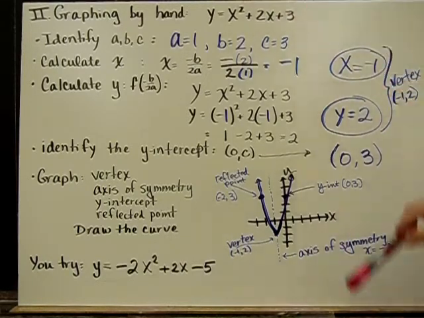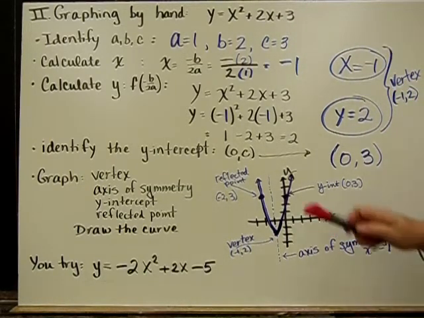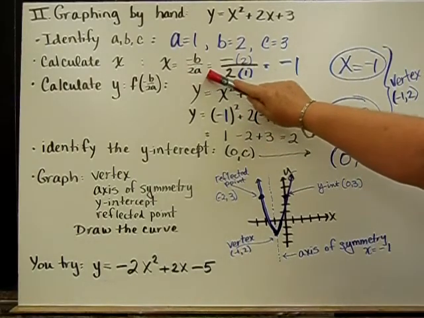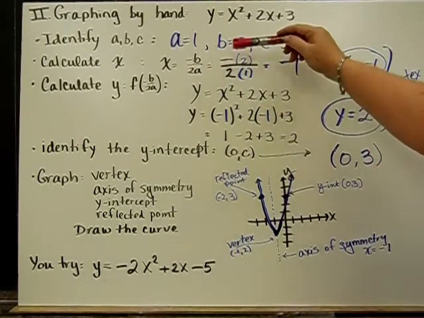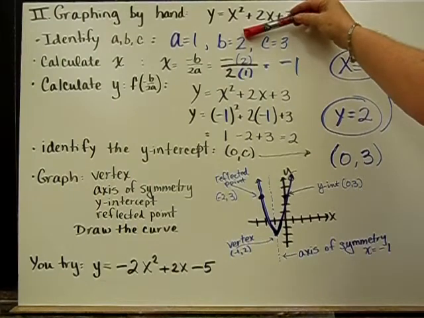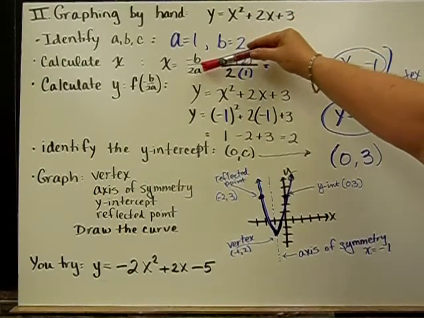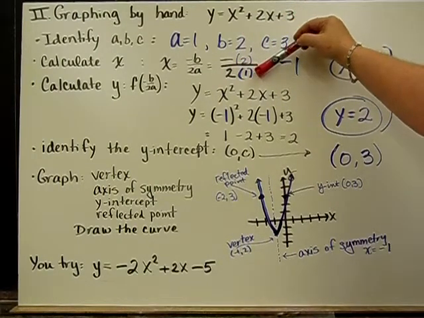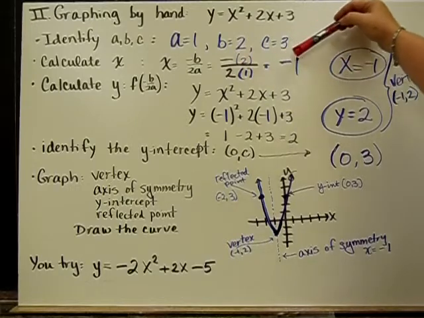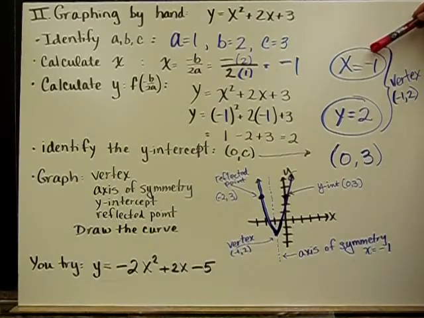a, b, c. Then we're going to calculate x, and I told you that x was equal to -b over 2a, so we have a negative. In place of b, we put 2. The 2 is from the formula. And in place of a, we put 1. When you do this calculation, you get that x is -1.